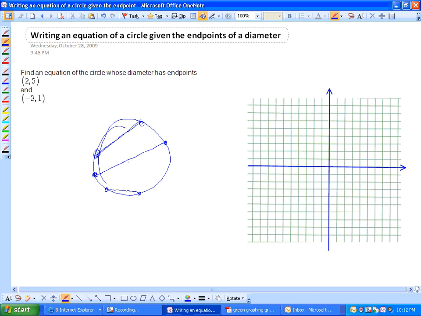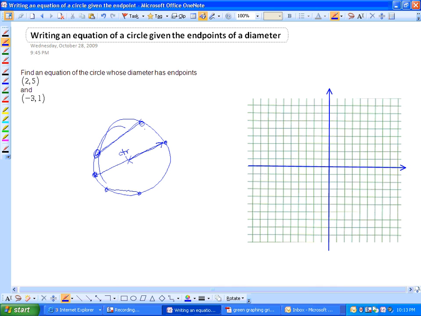So since the diameter always contains the center and the diameter is a straight line, we know that the center is always found at the midpoint of the diameter. So if we can find the midpoint, then we can find the center. If we find the length of the diameter and divide it by 2, we have the radius. Or if we find the center and then we measure out from the center to one of the 2 points we were given, we'll find the radius. So we have some options here.